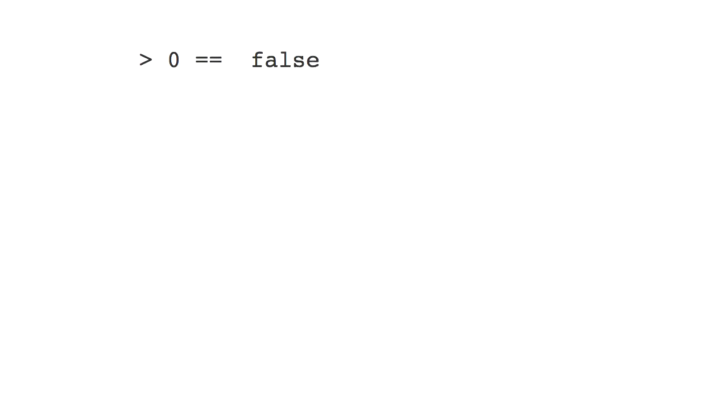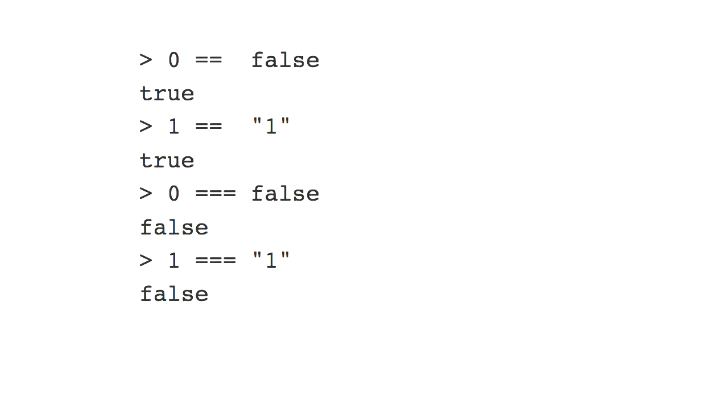You know what else is fun? Equality. Is 0 equal to false? Yes. Is 1 equal to the string 1? Yes. But if we actually use triple equals instead of double equals, then they're not. Because in JavaScript, there are multiple ways to do equality. And instead of having the double equals that works mostly in other languages, let's just put another equals on it and mean actually really equal.